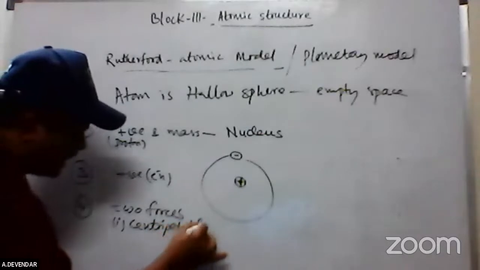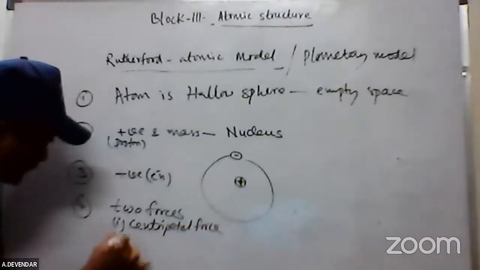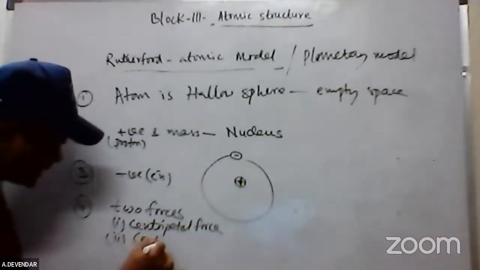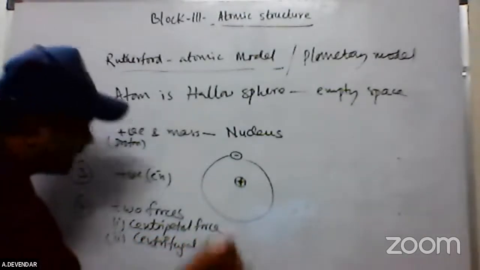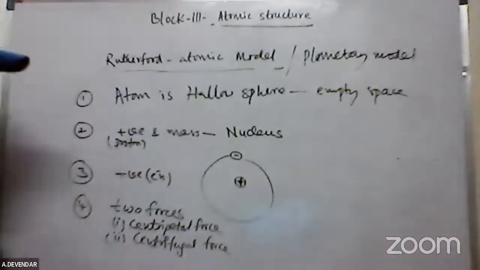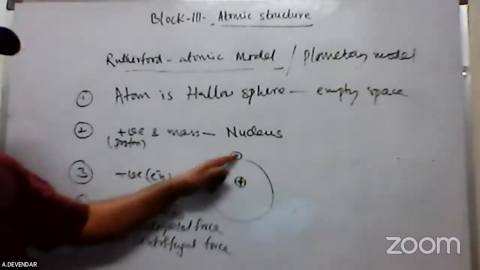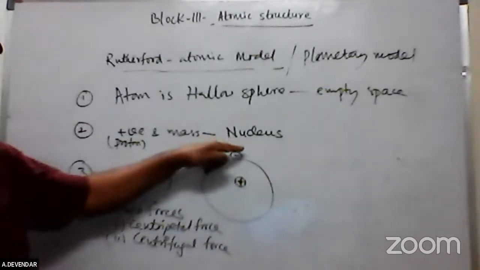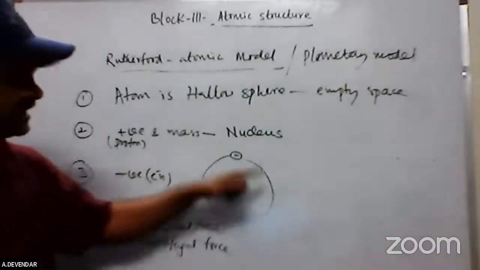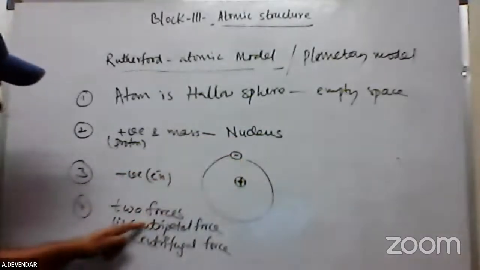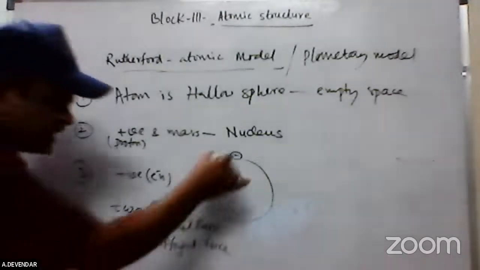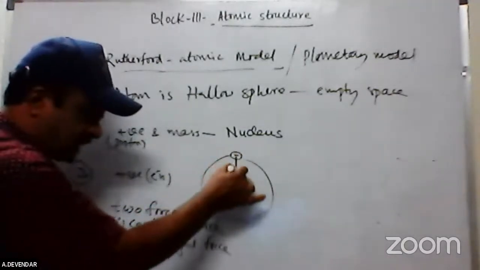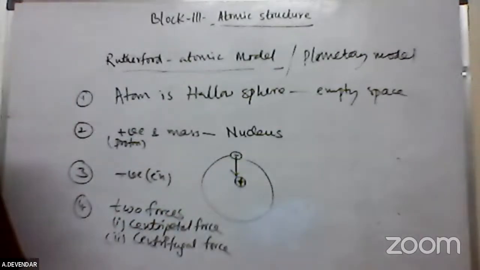Centripetal force. Another is called the centrifugal force. The second kind is centrifugal. Two forces are acting on this particular revolving electron. So friends, I clearly mentioned the electron is far from the nucleus. This revolving electron has two forces. Centripetal means it is attracted towards the center, and is called the centripetal force.